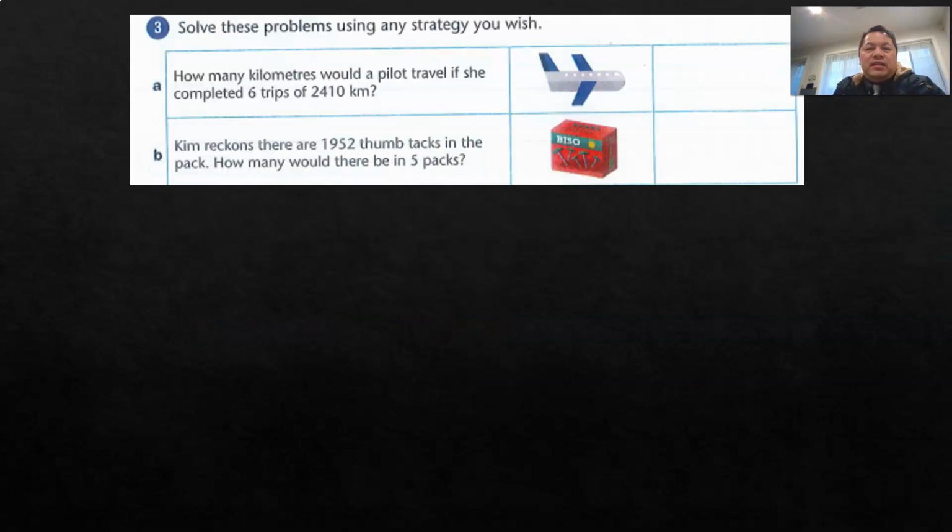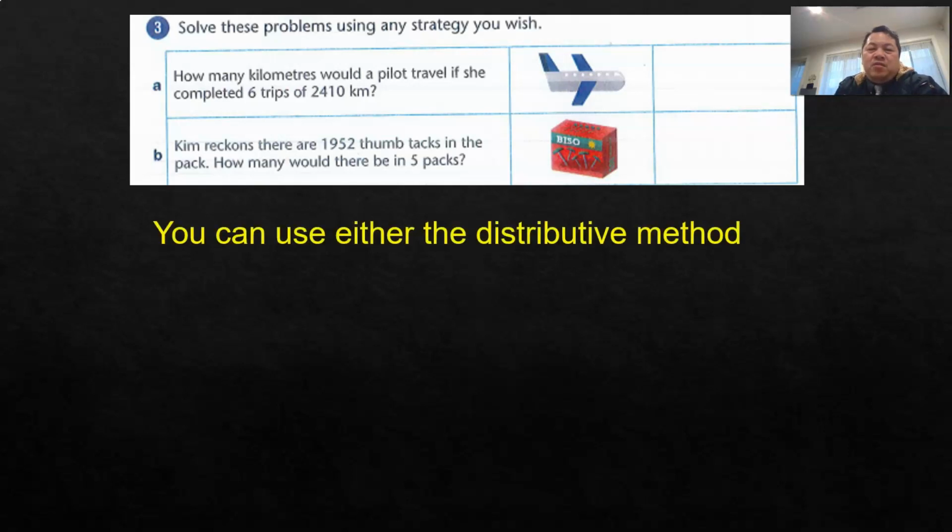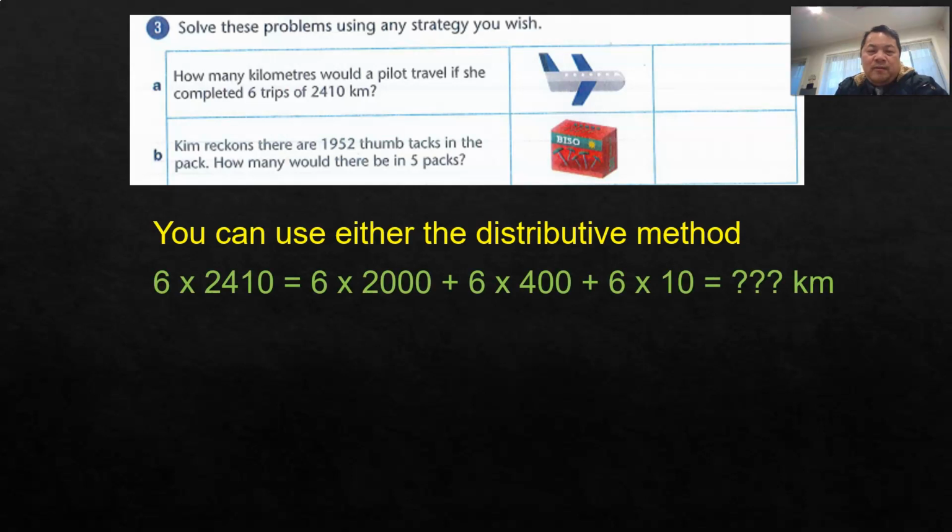And then last but not least, we say how many kilometers would the pilot travel if she completed 6 trips of 2,410 km. So again, you can use either the distributive method or the vertical method that I've just gone through with you. So the distributive method will be like this, isn't it? 6 times 2,410, which is the same as 6 times 2,000 plus 6 times 400 plus 6 times 10. There isn't any ones, so I do not need to deal with the ones, isn't it? So you add up together and then you get the answer. I'm not going to work it out for you, so please help yourself. Make sure you get the correct answer. I'll go through the answers with you during the next video.